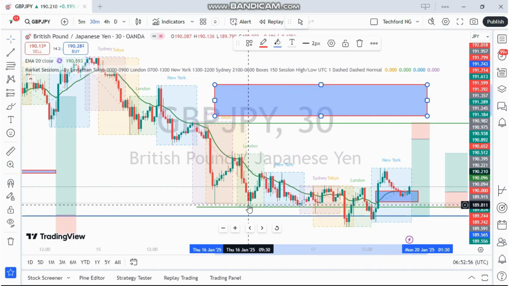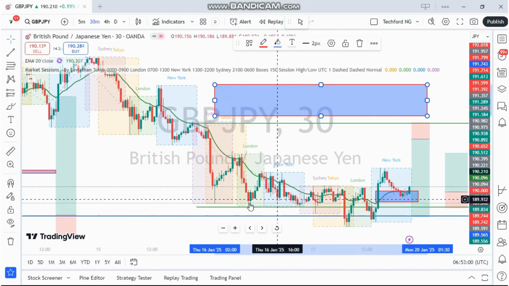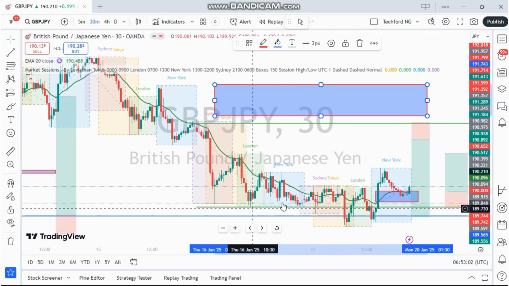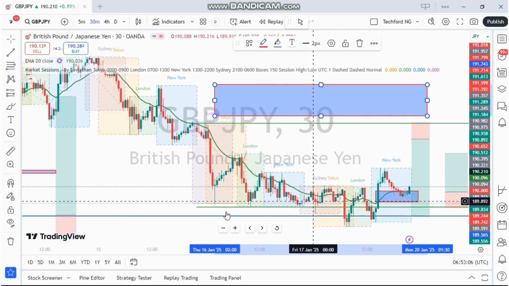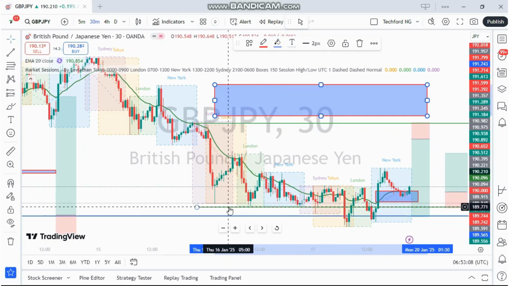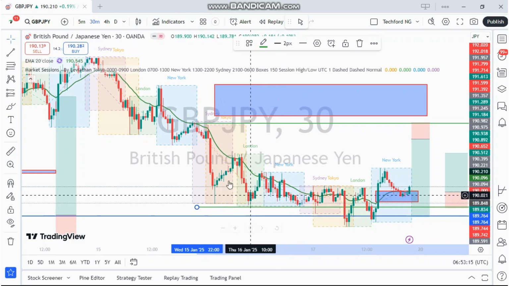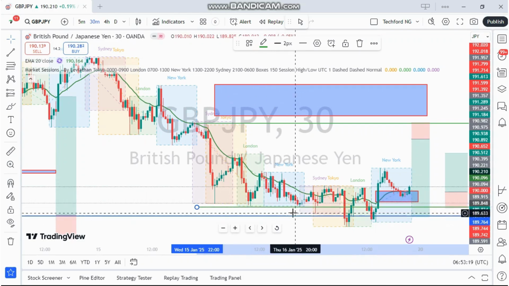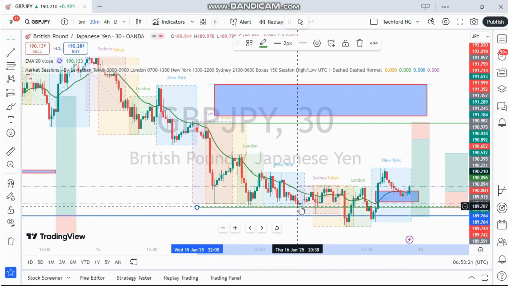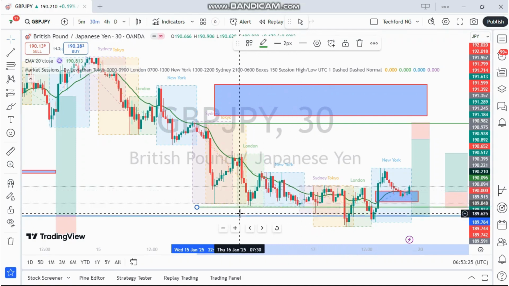1, 2, 3. This point is known as a liquidity zone because market has not broken this line. It is a fail to break liquidity. This green line here represents the fail to break liquidity points because market is not breaking this point. Why is market not breaking this point?